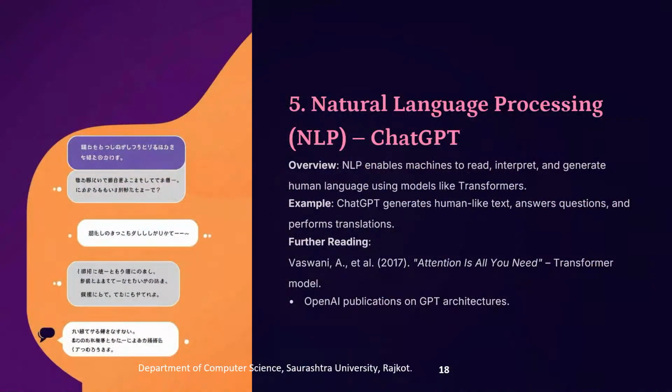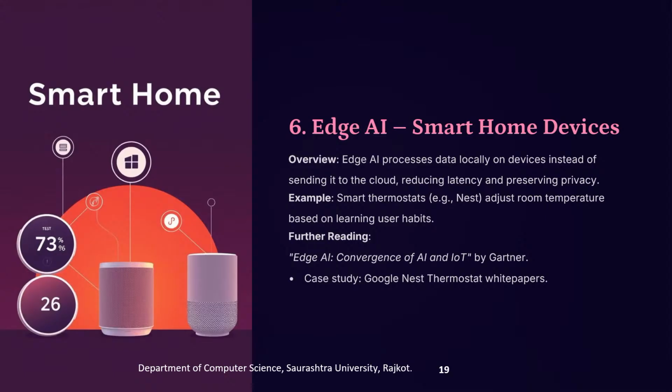Same way, natural language processing, you can see this ChatGPT. Same way, edge AI: all the smart home devices process data locally on the device instead of sending it to the cloud, reducing latency and preserving privacy. And further, if you want to use edge AI, you can go with this paper.